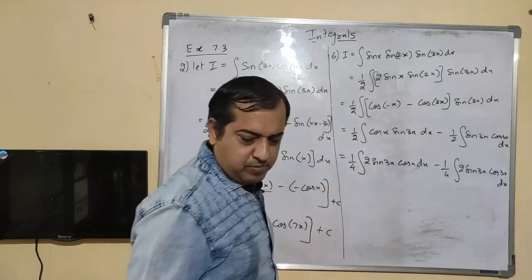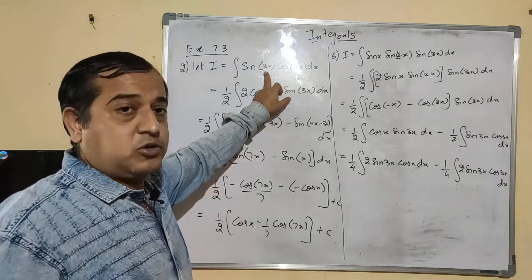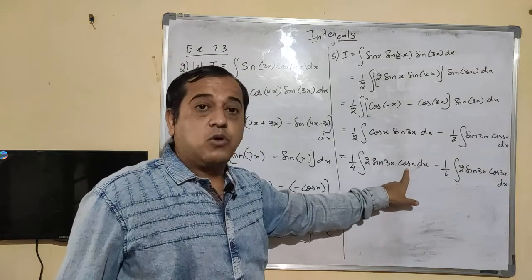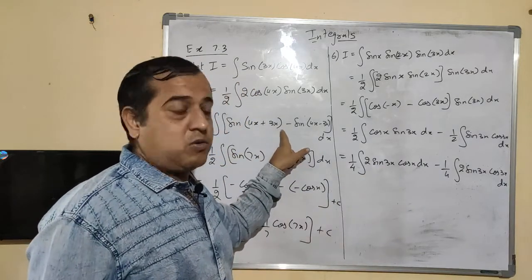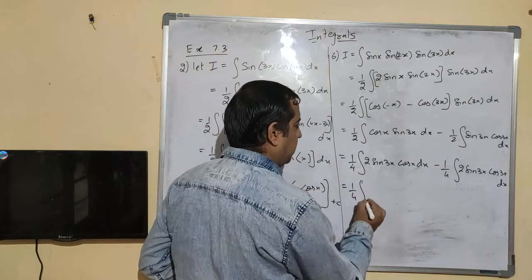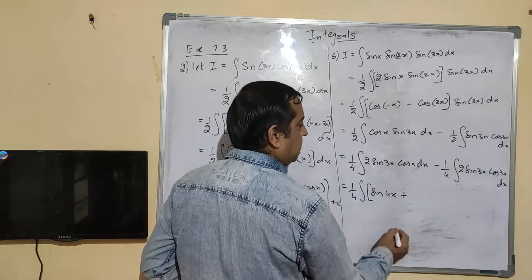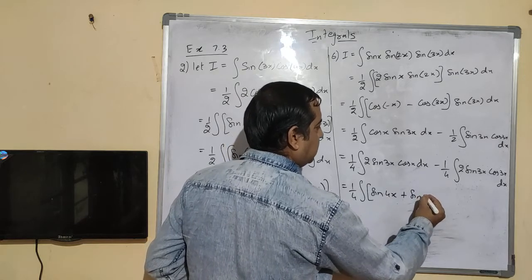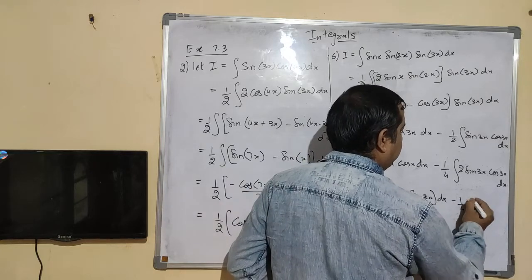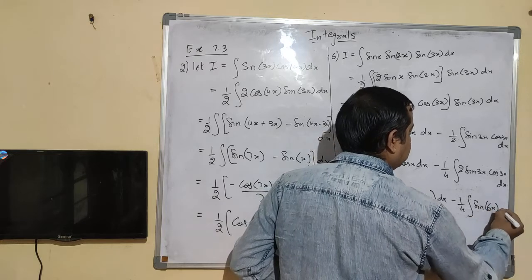Now what we get? Earlier, the angle of cos 4x was bigger and sin was smaller, so there was a minus sign in between. Now the angle of sin is bigger and the angle of cos is smaller, so you will apply the same formula, but now in between here it will be a plus sign. So what you get? You get 1/4 integral bracket, sin(3x plus x), that gives you 4x, plus sin(3x minus x), you get 2x, dx, and here you get minus 1/4 integral 2 sin 3x cos 3x. This gives you sin 6x dx.